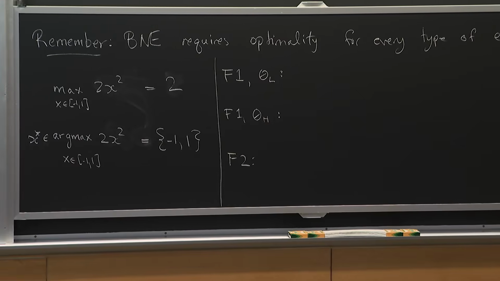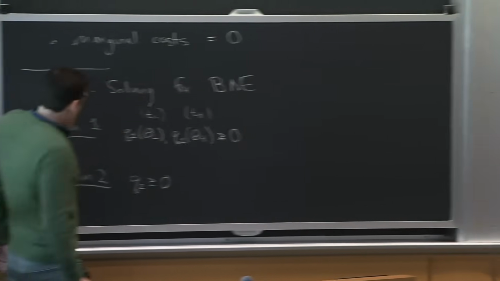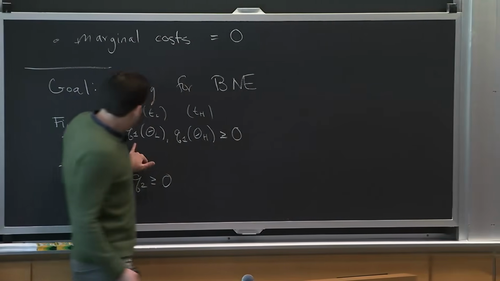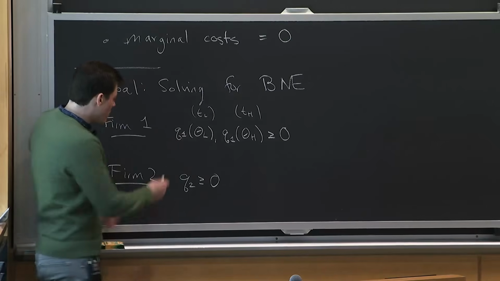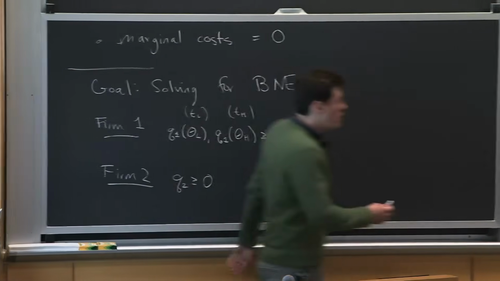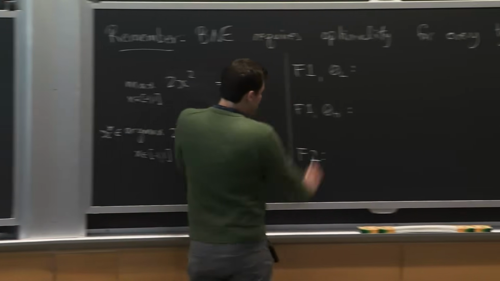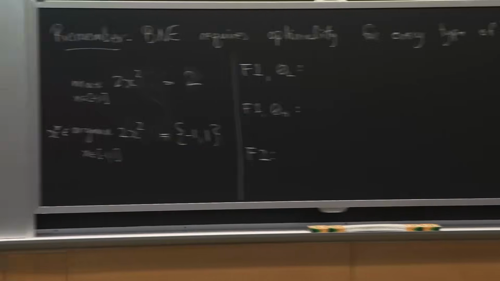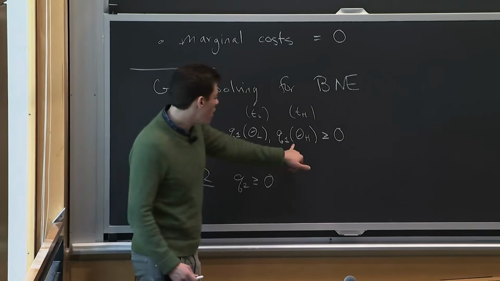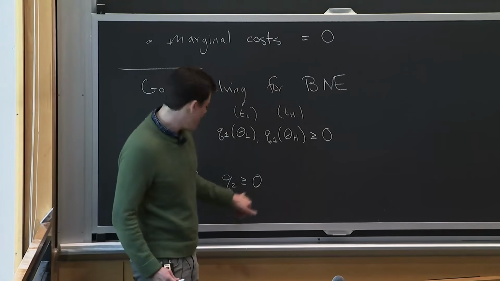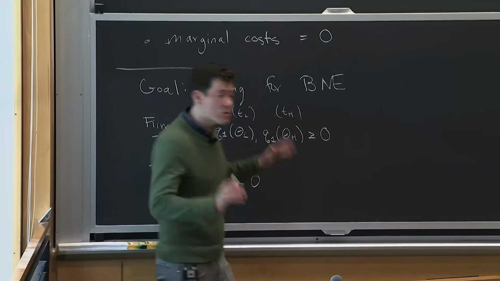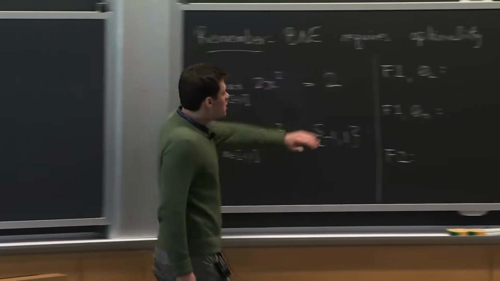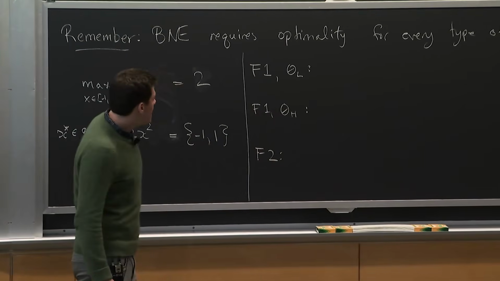And we're looking for an equilibrium, so we're looking for values of this that form an equilibrium, so we'll probably put stars in here. So this system of equations is going to depend on, maybe I'll call q1 star of theta L, q1 star of theta H, and q2 star. Those are the 3 things we're trying to solve for. So let's start with theta L.